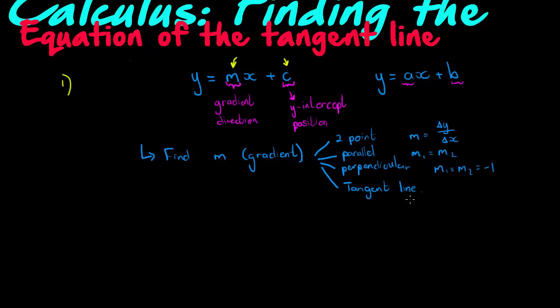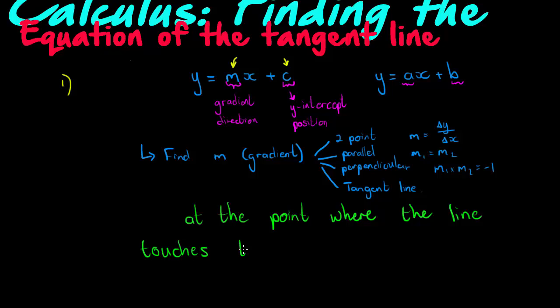If I know that a line is a tangent line to a curve, what that means is that at the point where the line touches, the gradients are the same. So what do I mean?